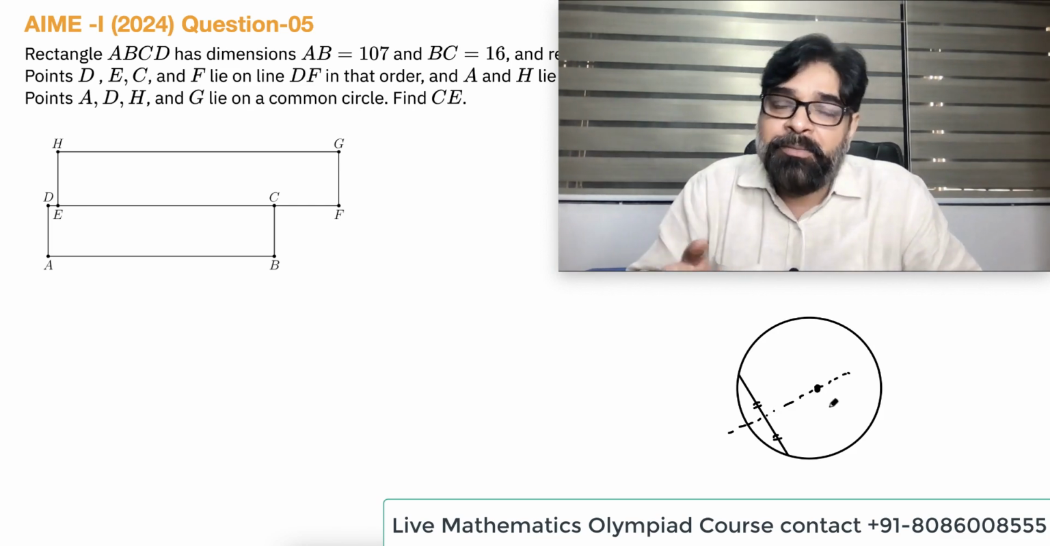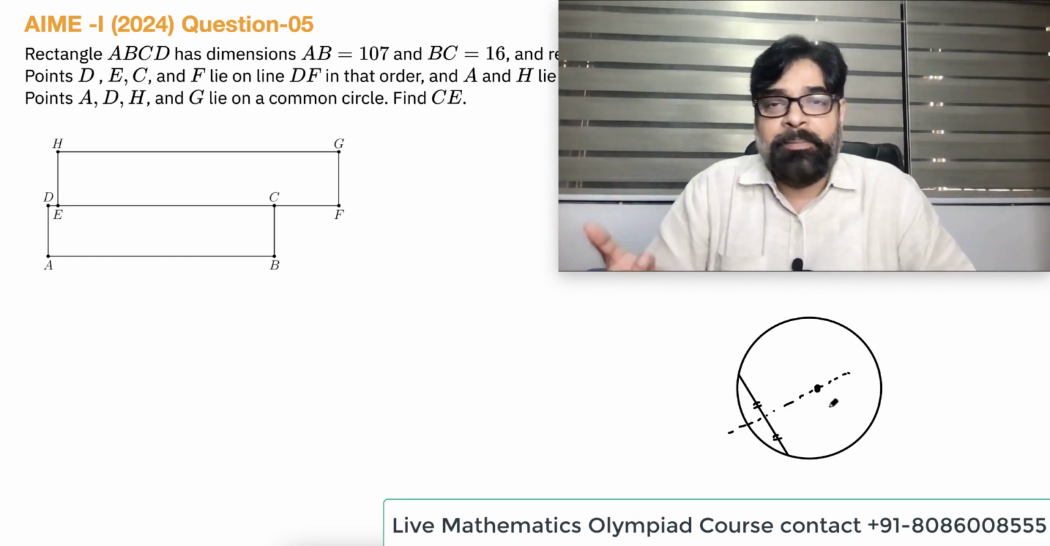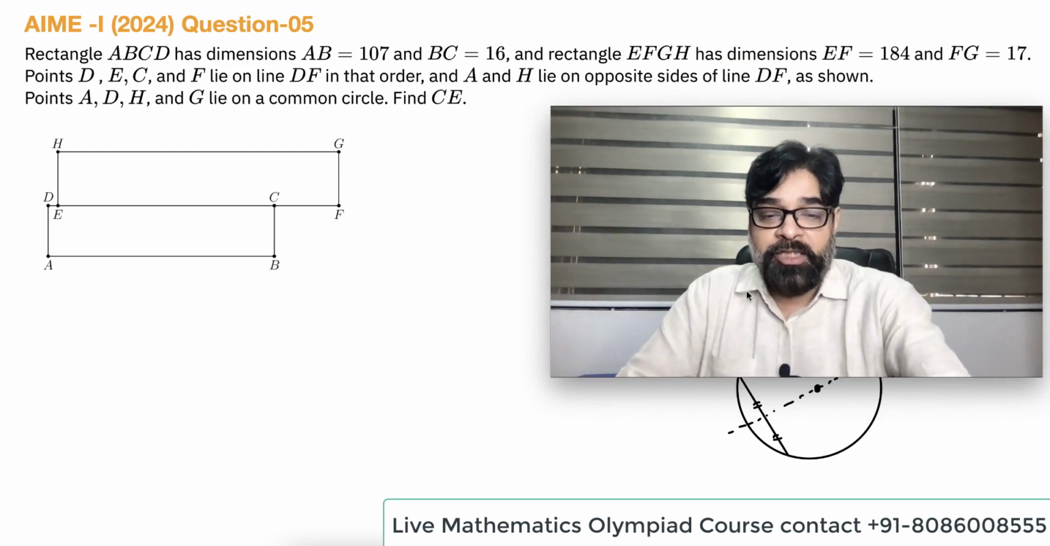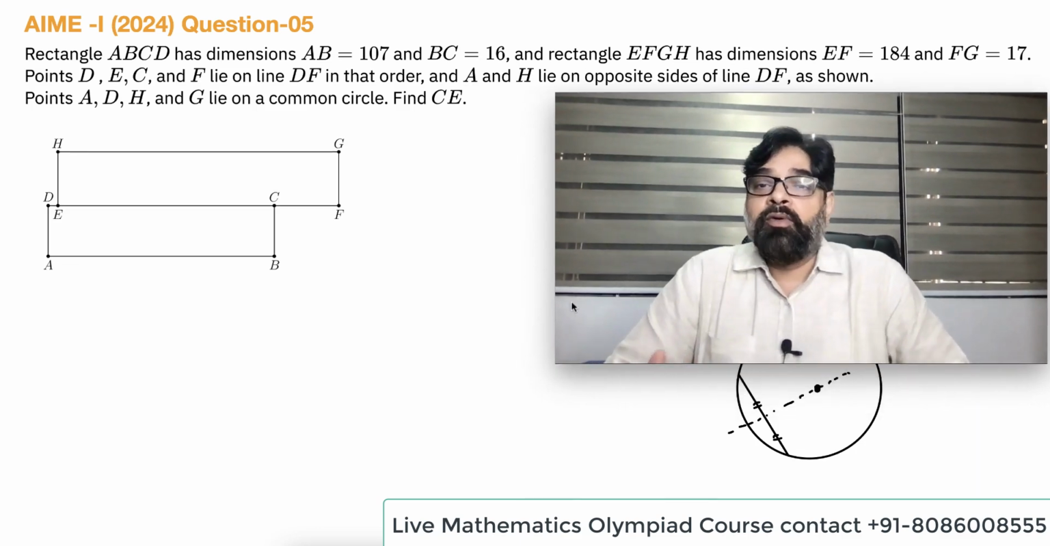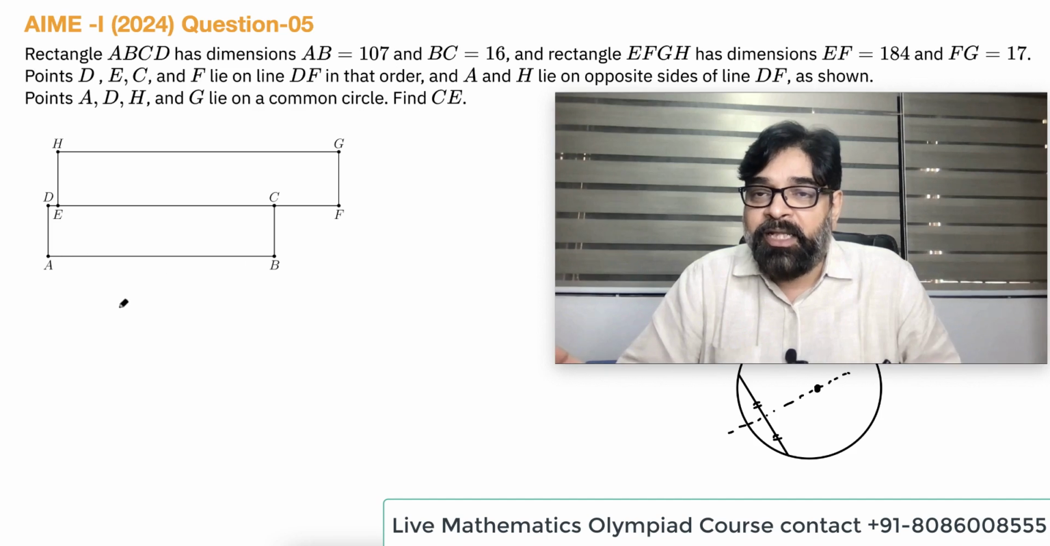This is the only concept involved in this question, nothing else. That's all, and basic coordinate geometry, of course. Distance formula and all those things you must already know. Okay, so let's see how we can deal with this question. First understand the question. This picture is very clear. ABCD is there. So AB, this length, is given as 107.